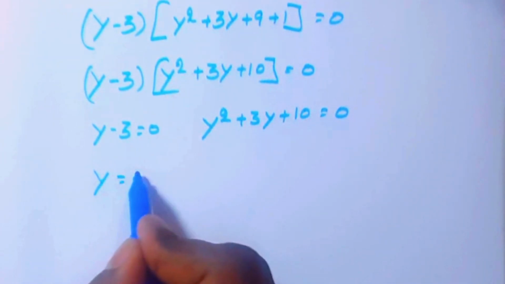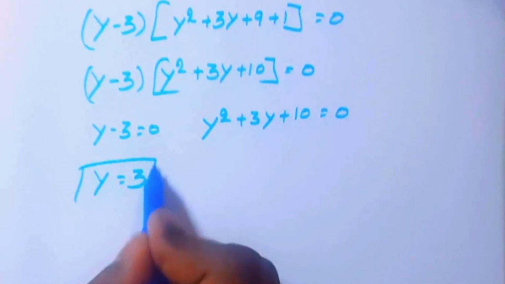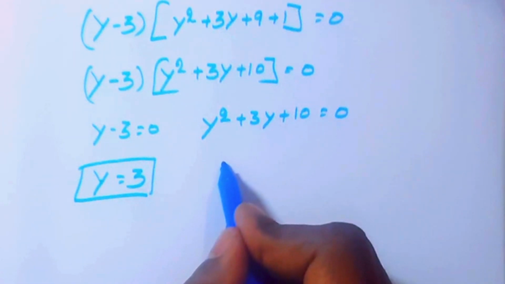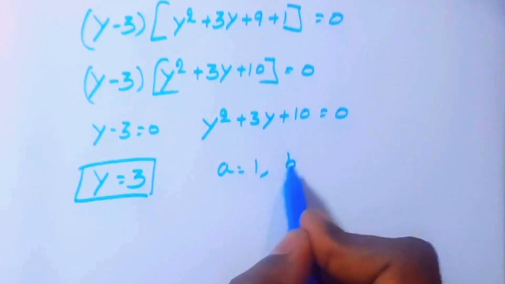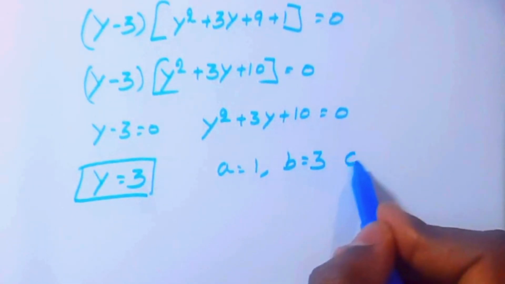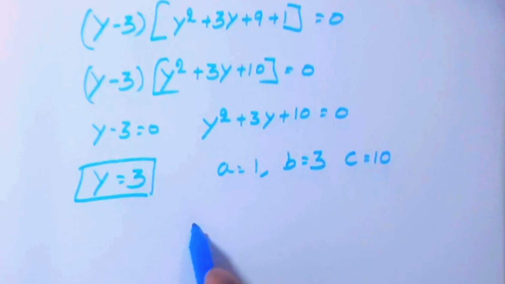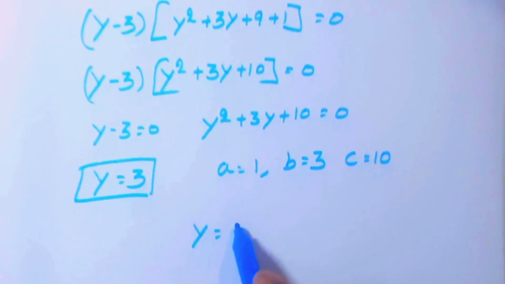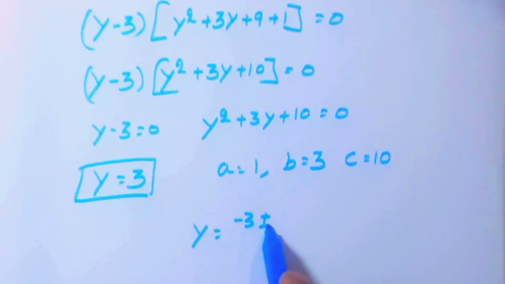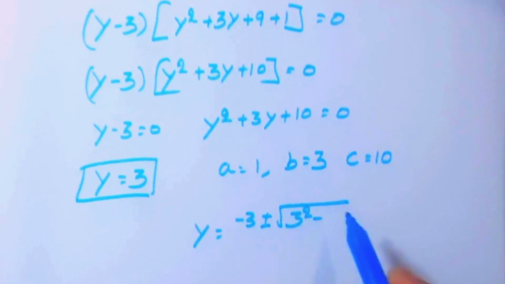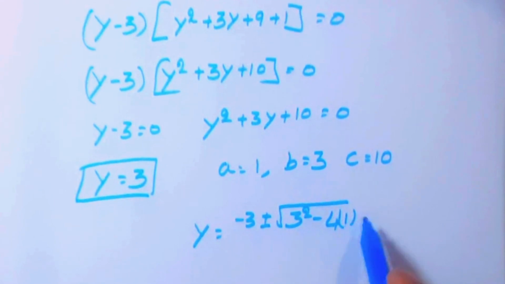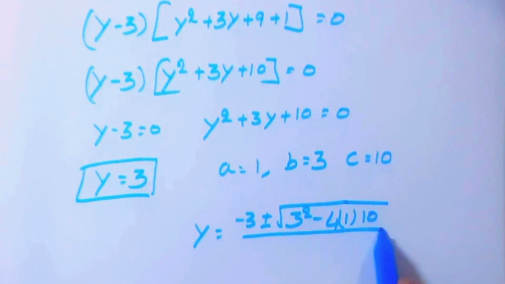Here y = 3. This is the one solution. Here we are going to apply the quadratic formula: a = 1, b = 3, c = 10. Here y = (-3 ± square root of (3^2 - 4 times 1 times 10)) / (2 times 1).